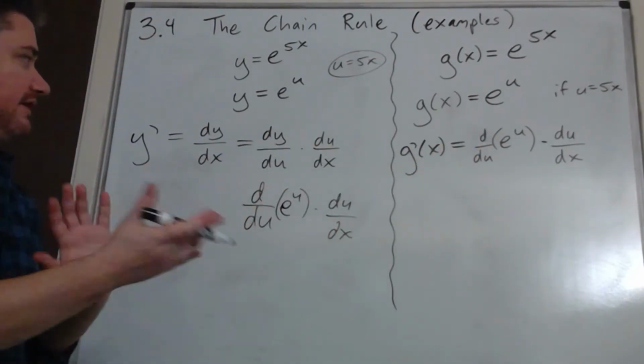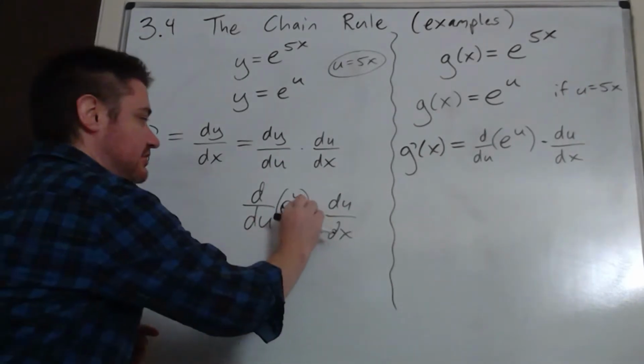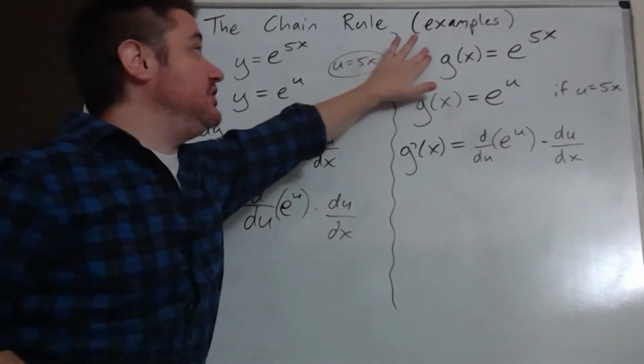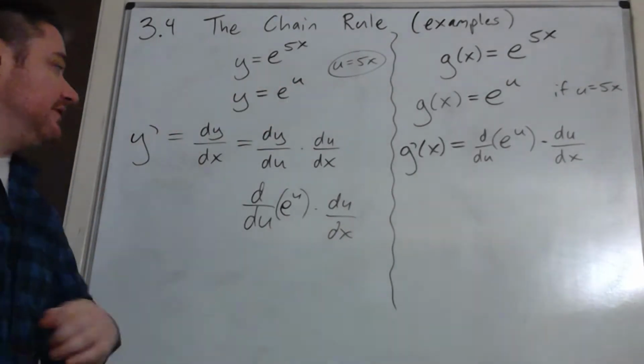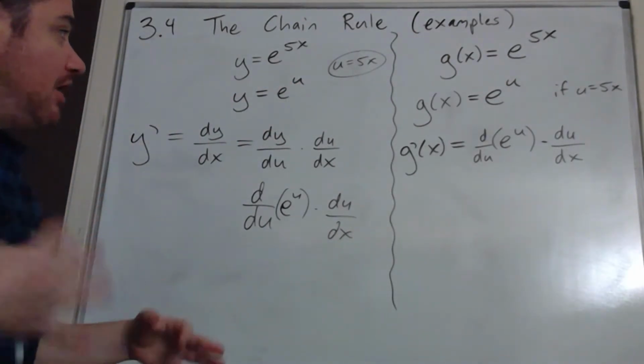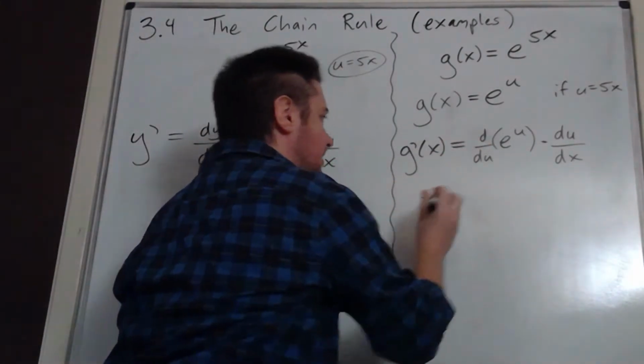Okay, so I'm interchanging a lot of my different notations, right? What I'm calling these different things. I'm calling it g, I'm calling it y, it is e to the u, right? So it's got plenty of different names, but that's the idea. Okay, so let's finish up this derivative.